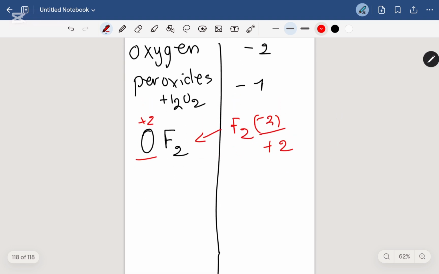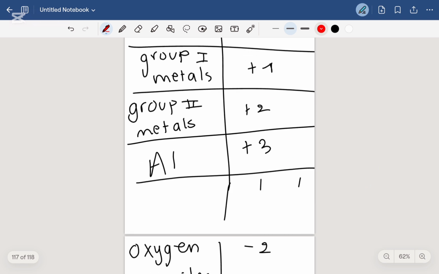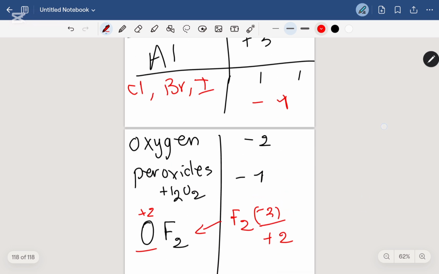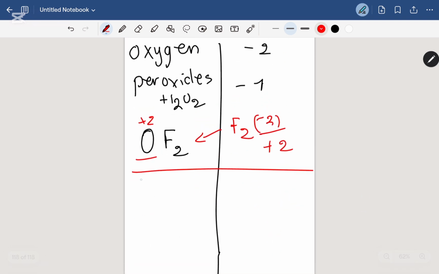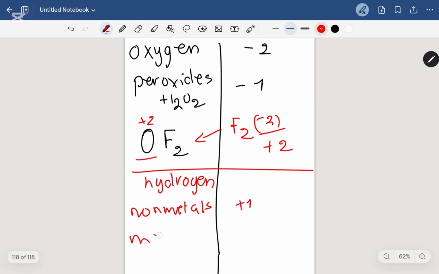Okay? I'm going to go up and do Cl, Br, and I. These we have to memorize that they have an oxidation number of -1. And now finally we move on to hydrogen. Hydrogen with nonmetals has an oxidation number of +1. However, with metals, it has an oxidation number of -1.